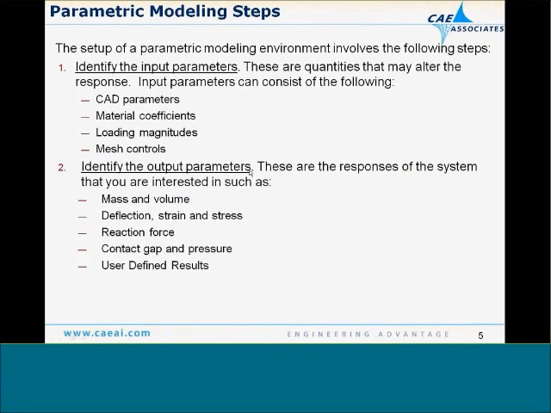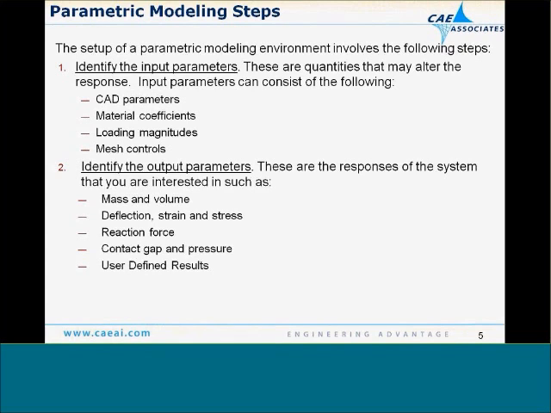The basic process that we'll be using to set up the parametric model is first to identify the input parameters. These parameters can come from a variety of sources. They typically will come from the CAD model geometrically. But we can also make things like our material coefficients parametric. We may not know if, say, the modulus of elasticity is going to vary from lot to lot of material and may want to track that.